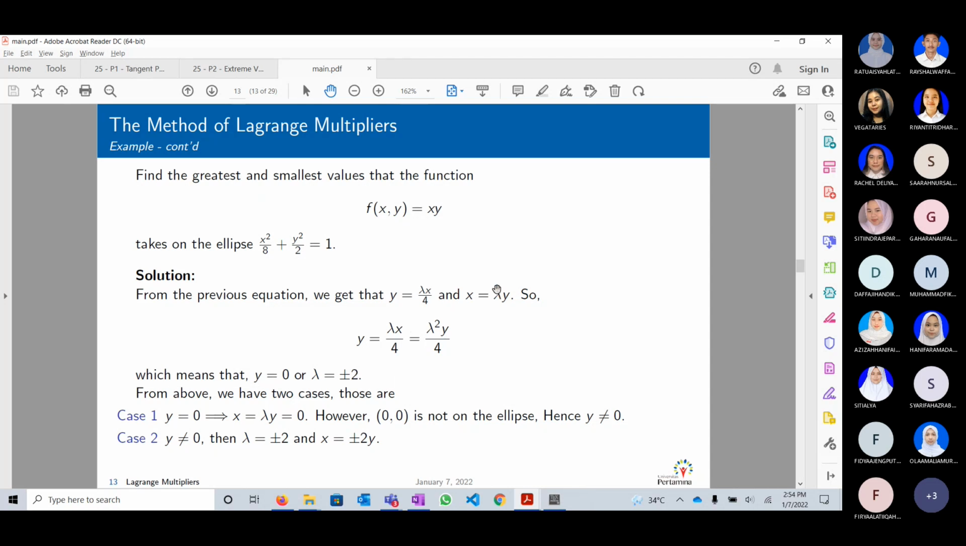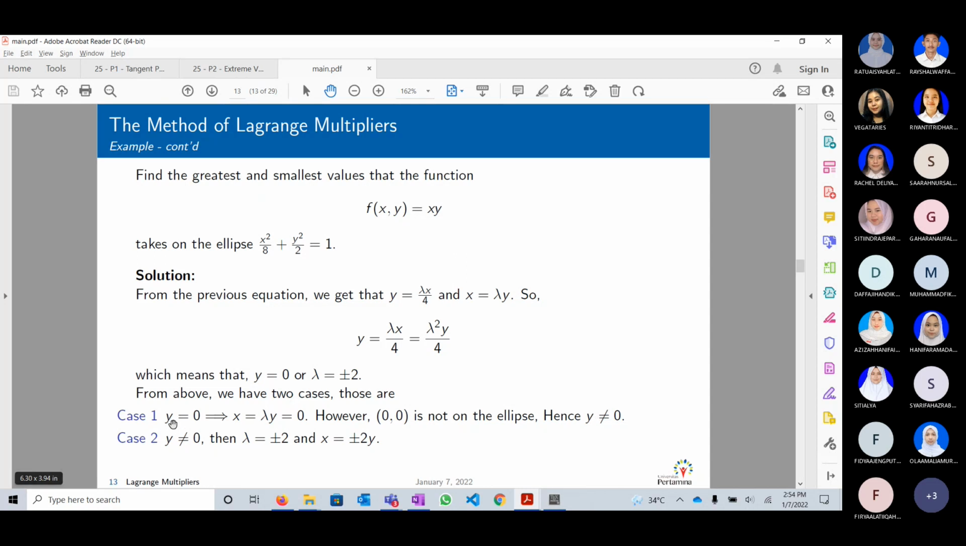Jadi kita dapat ini, ternyata kita dapat y sama dengan lambda kuadrat y per 4. Dan ini bisa terjadi ketika y-nya sama dengan 0 atau lambdanya sama dengan plus minus 2. Then from this, we have actually two cases. First, when y is equal to 0, then it means that x is equal to lambda y is also equal to 0. However, 0, 0 is not on the ellipse. Hence, we can conclude that y must not be 0.